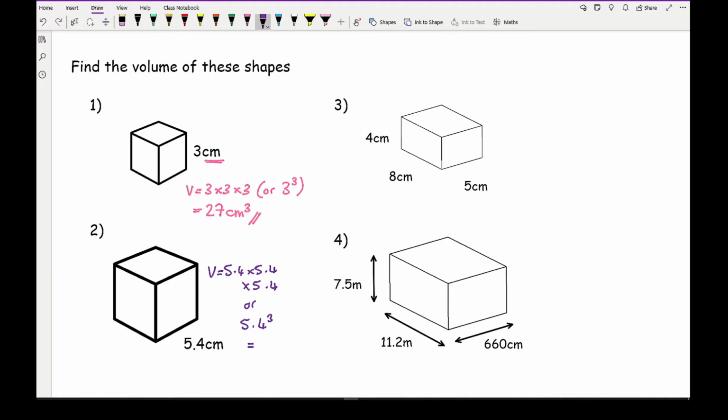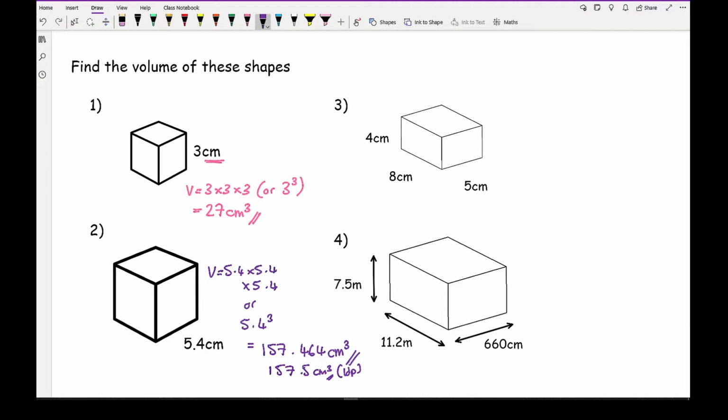So if I do either 5.4 times 5.4 times 5.4 or use the cube button on my calculator, I get the answer of 157.464, and that's going to be in centimeter cubed. And again, I might get asked to round that, so if I did, it would be 157.5 centimeter cubed, and that's to 1 decimal place. Now if a question asks you to round, then obviously you'll need to round. If it's got no mention of rounding, which this question hasn't, then you can pretty much choose your degree of rounding. If you want to write down exactly what your calculator is telling you, then that's not a problem.